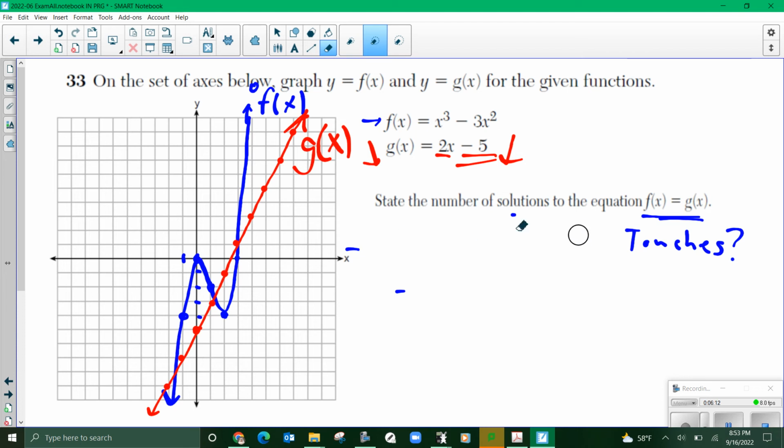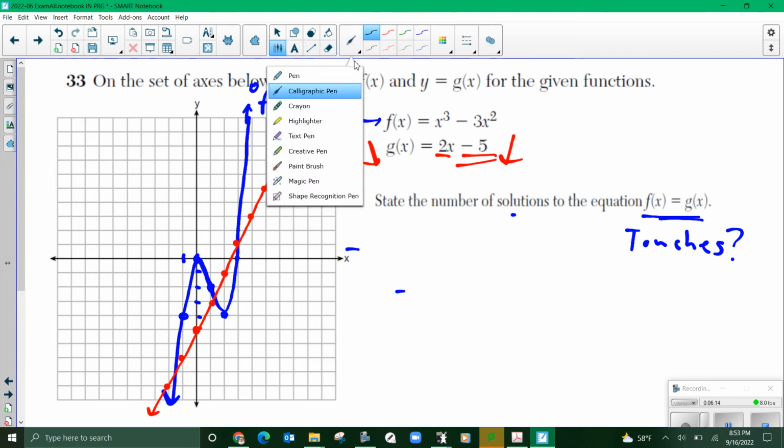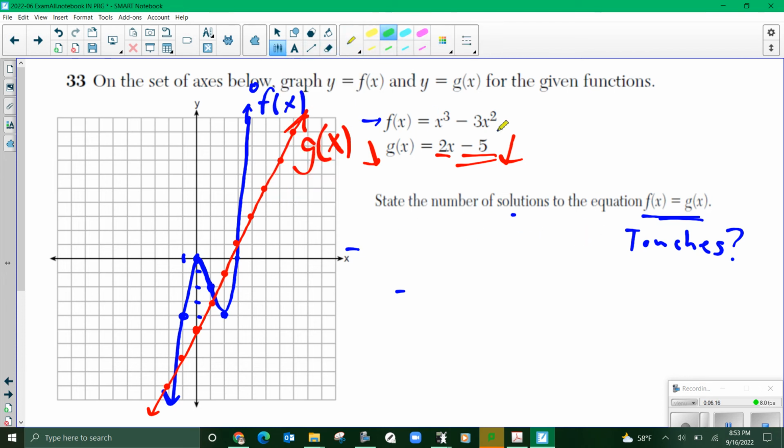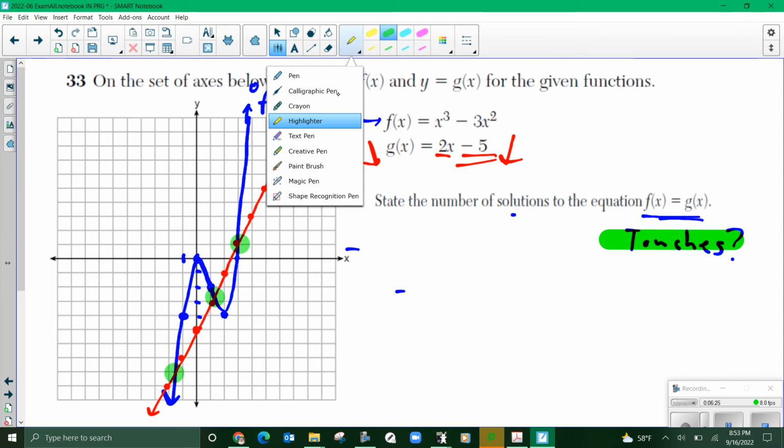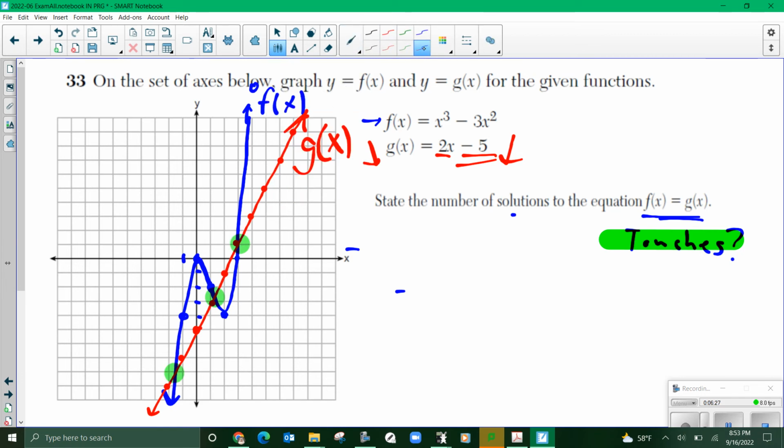Well, again, the solutions are where my graphs touch. Okay, they touch 1, 2, 3 times. It doesn't ask me for where they touch, just how many. 3 solutions. That is 4 points. Putting all this in the calculator and listing the number of times it touches. It's beautiful.